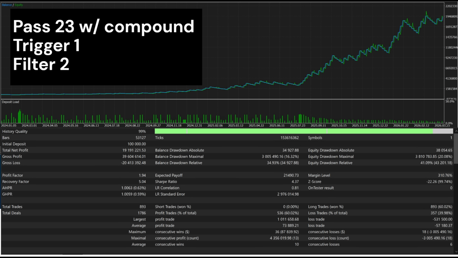Now let's look at Pass 23 with compounding enabled. Using the same trigger and filter configuration, the strategy now applies exponential position scaling. Starting from $100,000, the system generated more than $19 million in profit. This clearly shows how compounding can dramatically amplify a profitable trading system.